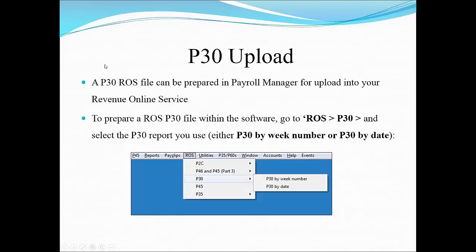So Audrey just touched on this briefly in the first part of the webinar, but you can also use Revenue Online to do a P30 ROS file. And as Audrey showed you, you can prepare this first of all in the Payroll Manager software and then upload it into the Revenue Online service. So just to recap, if you are wanting to do a ROS P30 file, you go to the ROS menu, into the P30 option this time, and choose the report that you normally use, the P30 by week number report or P30 by date. It's important to choose the report that you always use.